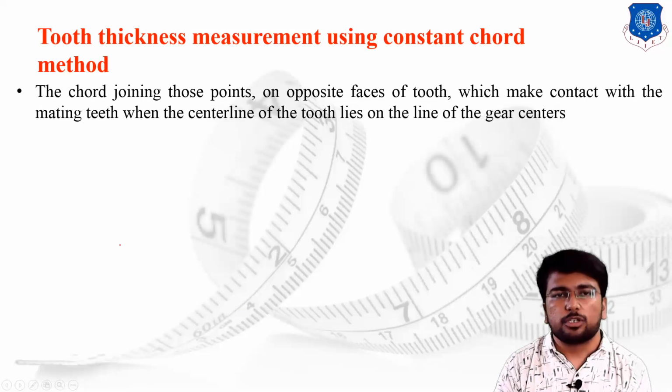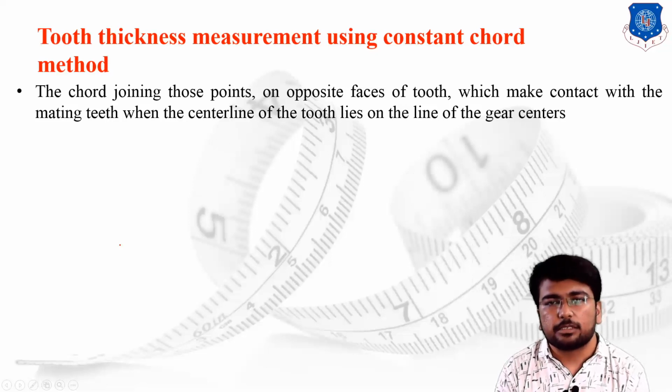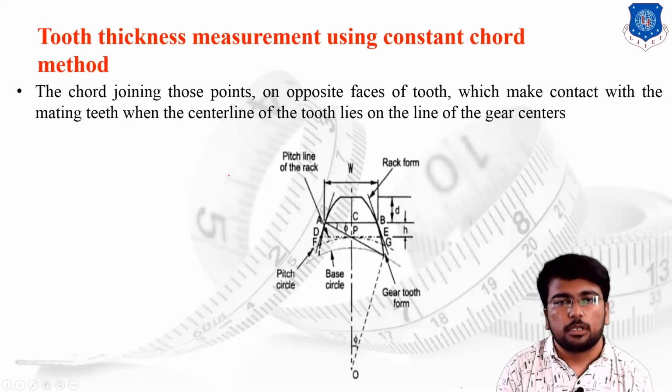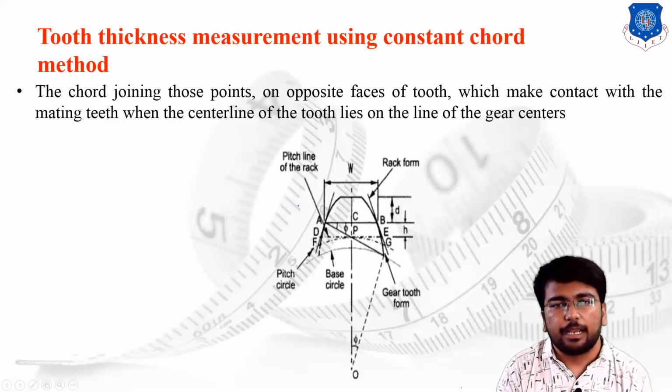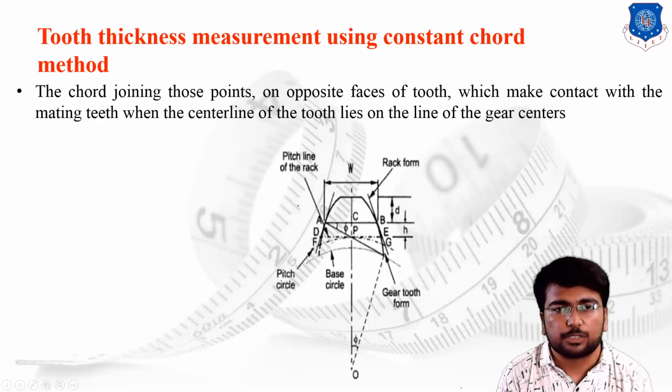Constant chord: the chord joining those points on the opposite faces of the tooth which make contact with the mating teeth when the center line of the tooth lies on the line of gear centers. First of all, let us understand the particular figure. The figure shows a basic rack profile of the gear tooth on which points A and B are the basic points, or we can say the opposite points on which the constant chord has to be found.